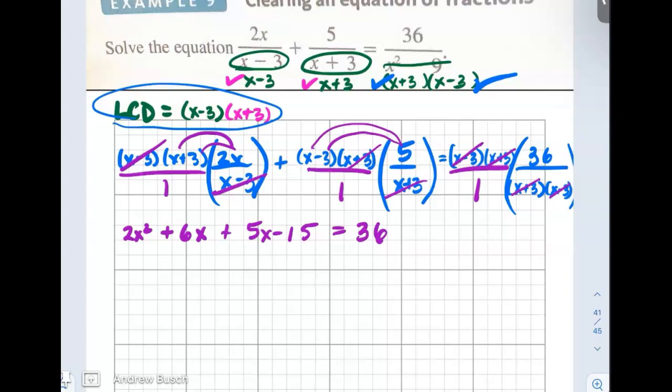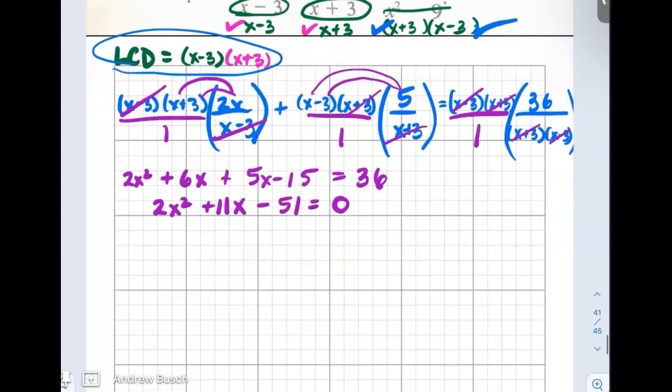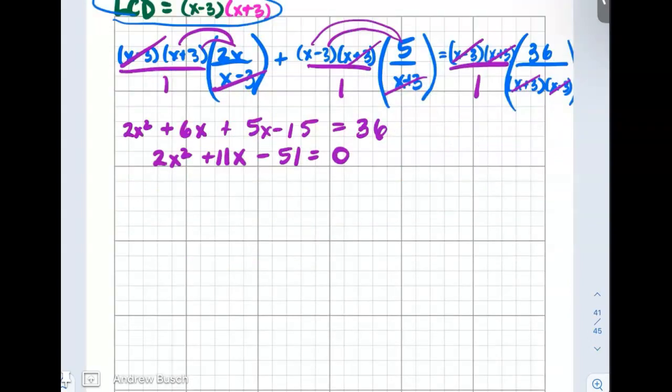If we collect like terms, putting your x's together and your constants together, we get 2x squared, 11x, and negative 51. Well, I'm at negative 15, but we're going to subtract 36 to the other side, and we get negative 51 equals 0, because we want to solve this. So we're setting it equal to 0, and you can either do the quadratic formula, or you can factor it, or complete the square. I'm going to factor it, so I'm going to multiply 2 times 51, so that is 102.